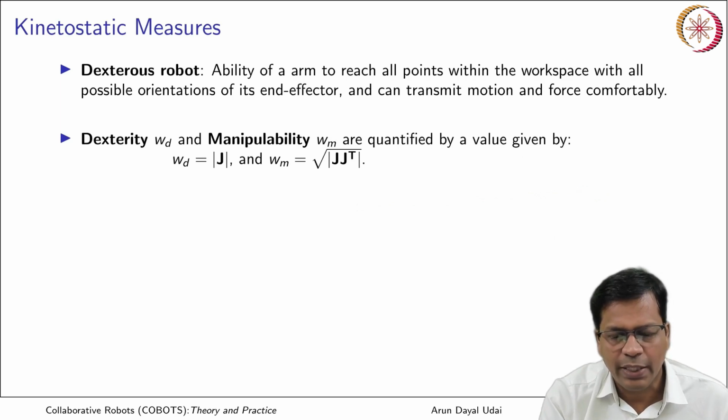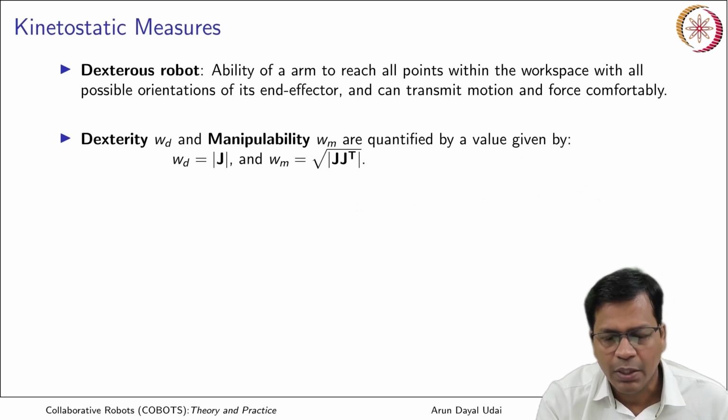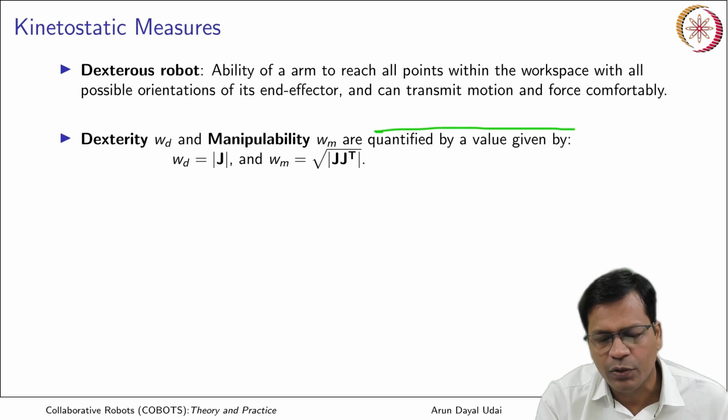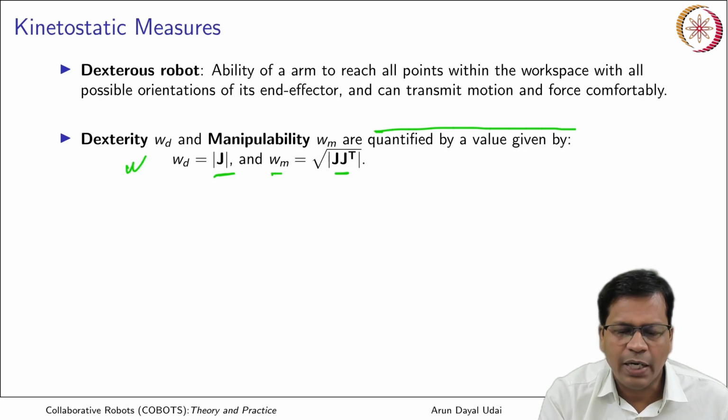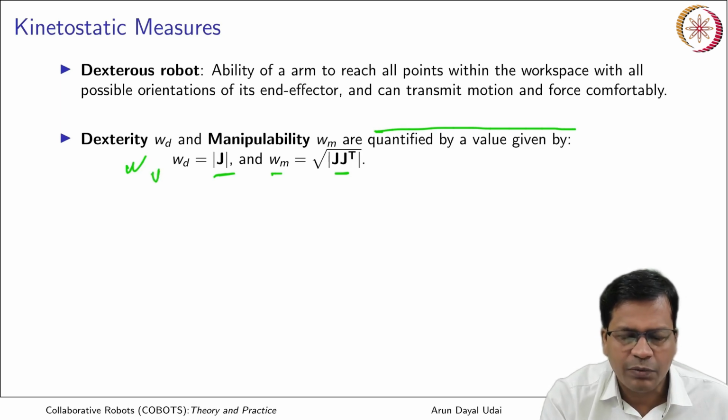Dexterity WD and manipulability WM are quantifiable values for this. WD is the determinant of the Jacobian, and WM is the determinant of J J transpose, which makes it a square matrix, and then taking the square root of that. So what is that? Both are effectively the same.